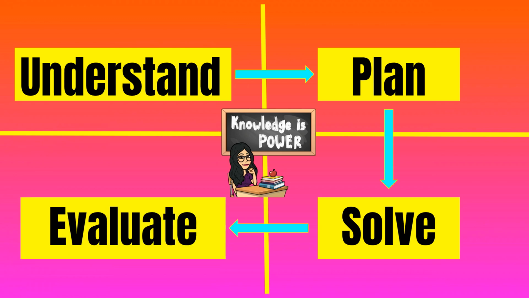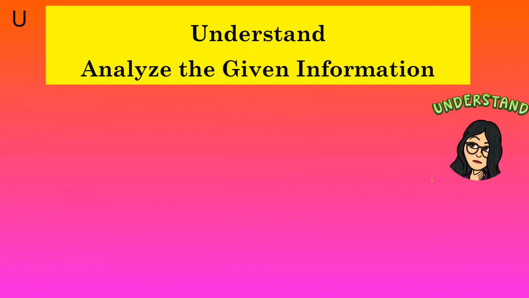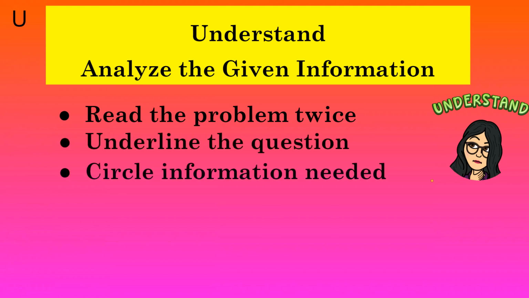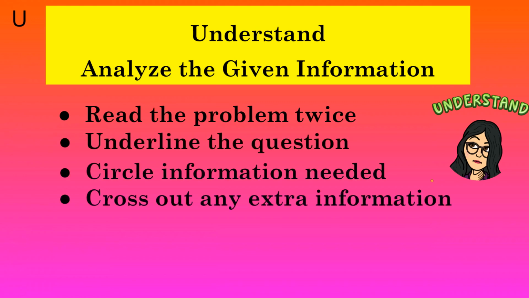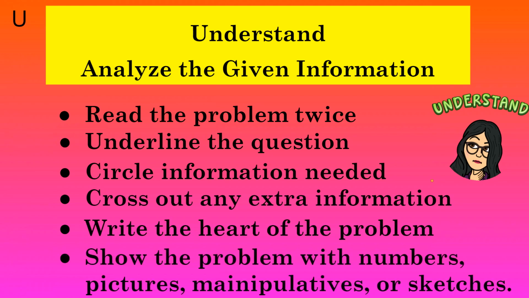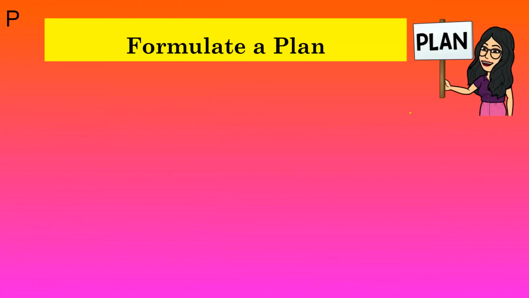Now I'm going to break down each step and explain the process for each one. In step 1, understand, analyze the given information. In this step, you will read the problem twice, underline the question, circle information needed, cross out any extra information, write the heart of the problem, and show the problem with numbers, pictures, manipulatives, or sketches.